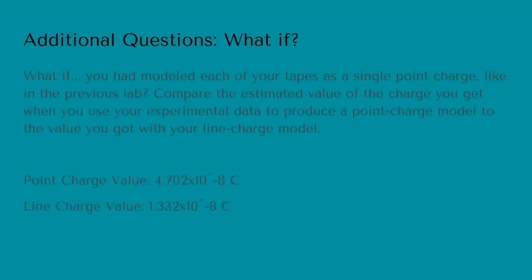So next, what if you had modeled each of your tapes as a single point charge like in the previous lab? Compare the estimated value of the charge you get when you use your experimental data to produce a point charge model to the value you got with your line charge model. When we do this, we find that our point charge value is equal to 4.7 times 10 to the negative 8 coulombs, and the line charge value is 1.332 times 10 to the negative 8 coulombs.